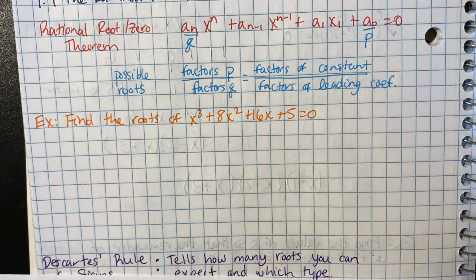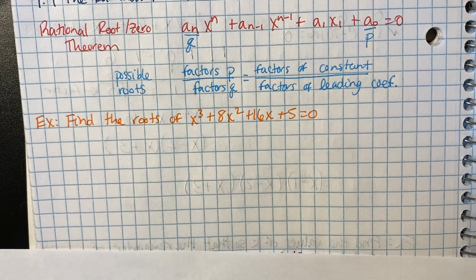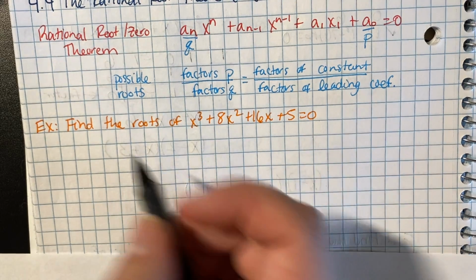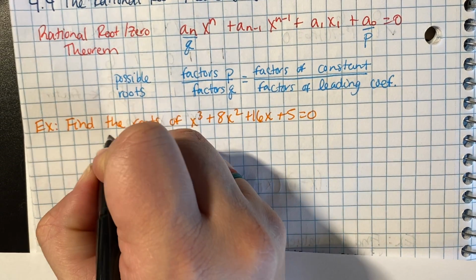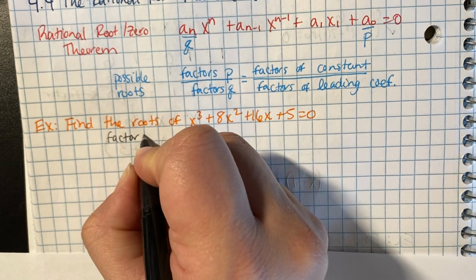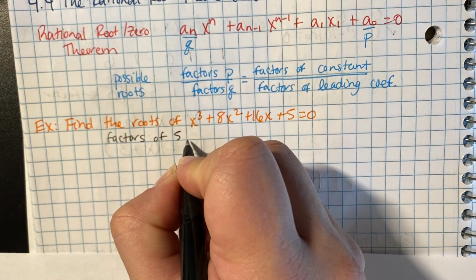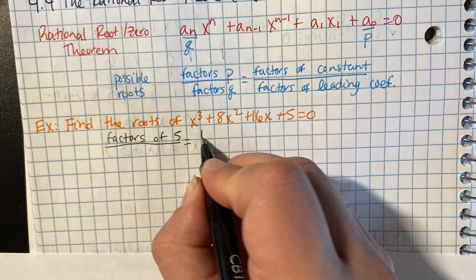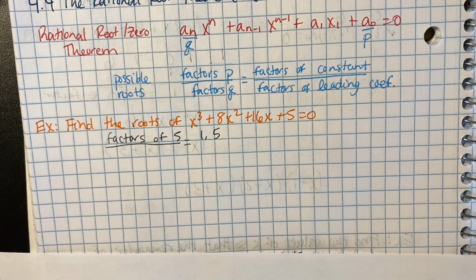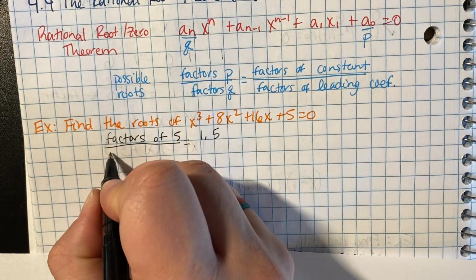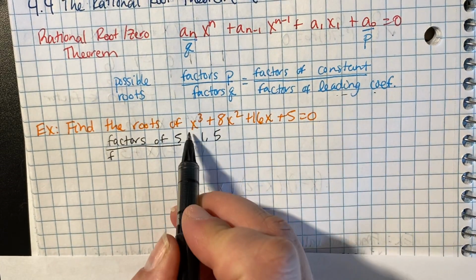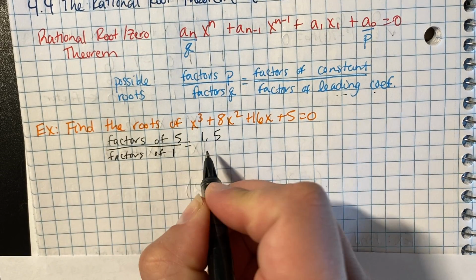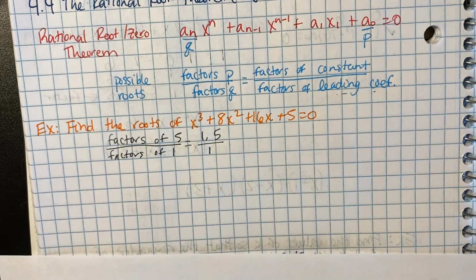So here's our example. All right. So we're going to start with the factors of p, which is this number. So this is our constant. Our factors of 5 are 1 and 5. So what things make 5? Okay. The bottom is the factors of the leading coefficient, which is 1. And those are 1. It's all the things that make 1.